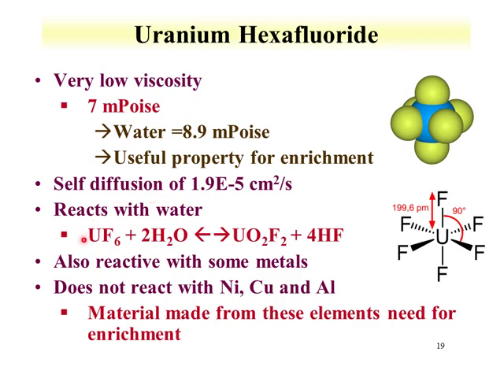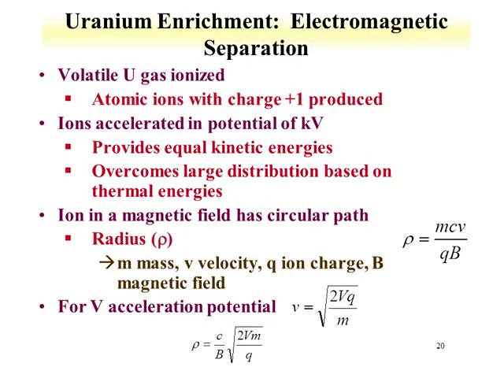And with water, uranium hexafluoride reacts to form uranyl difluoride (UO2F2) and HF. Uranium hexafluoride, as you can imagine, with a fluorine compound, can react with a number of metals. However, it's found not to react with nickel, copper, or aluminum. So materials made from these elements are needed for the enrichment process. We'll explore some routes that exploit this volatile behavior of uranium hexafluoride for enrichment.